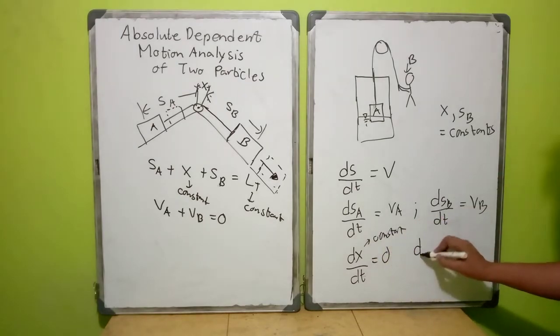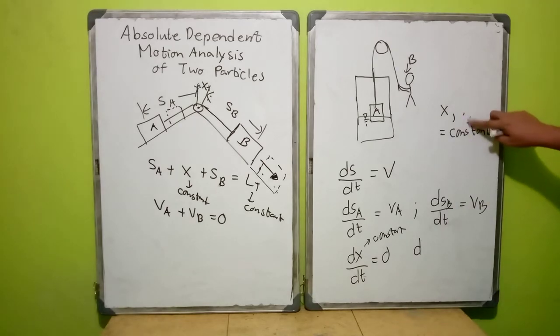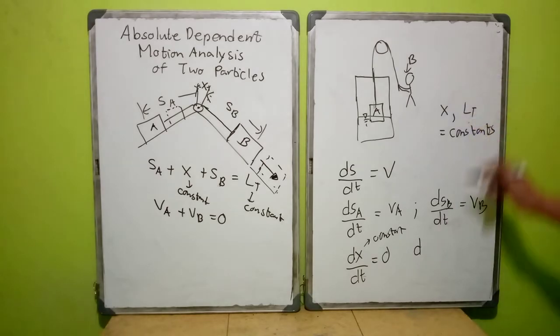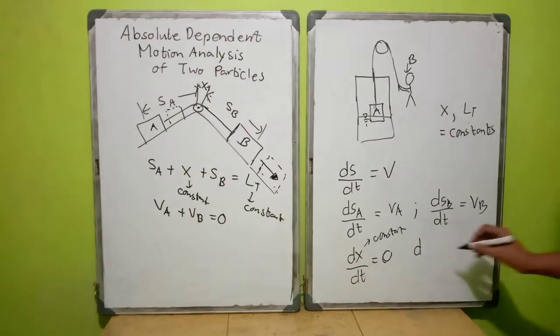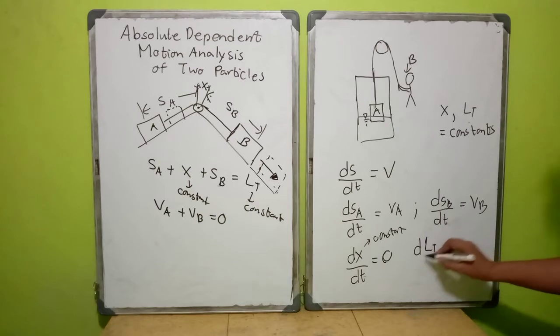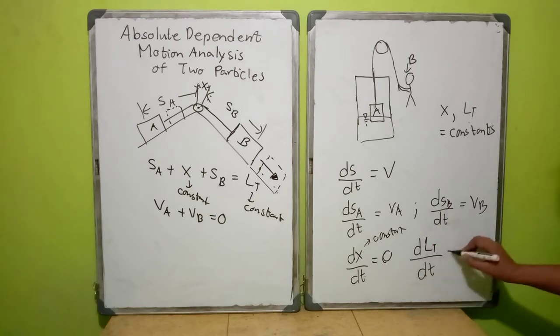And then, if you differentiate LT, the total length, with respect to time, you will get 0. So, I will just repeat.